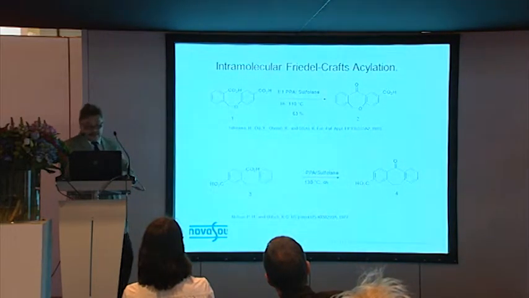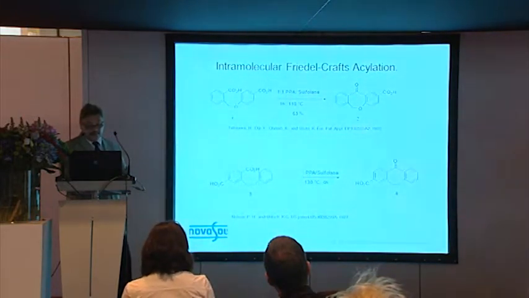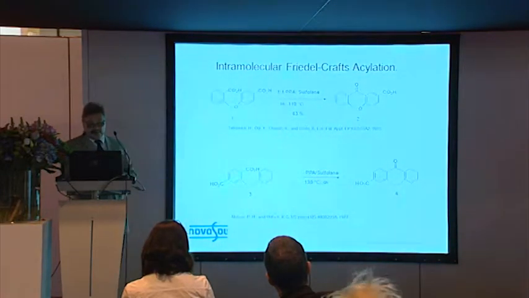And Nelson et al. also have used polyphosphoric acid together with sulfolane at 130 degrees for 4 hours to give also a cyclized product, a 7-membered ring.